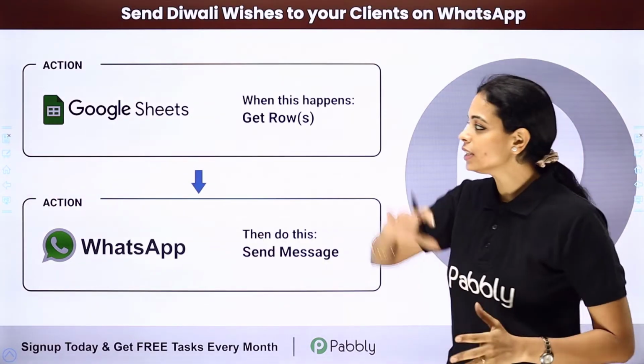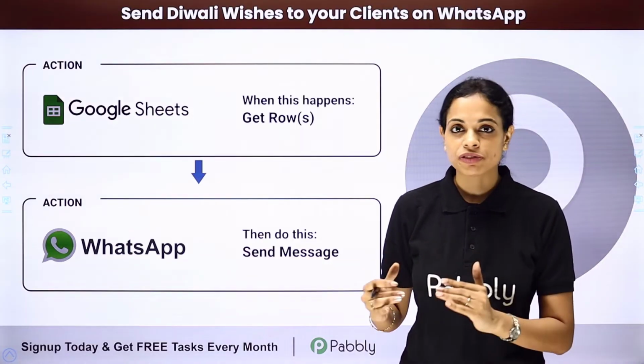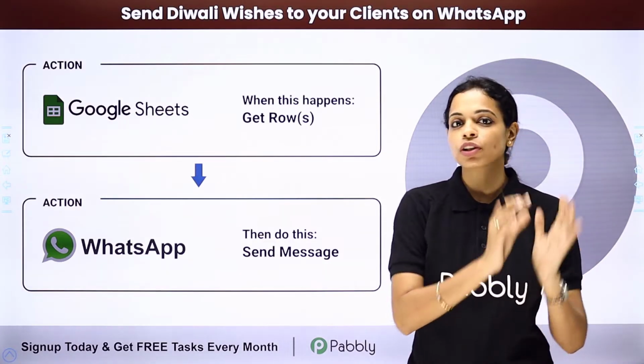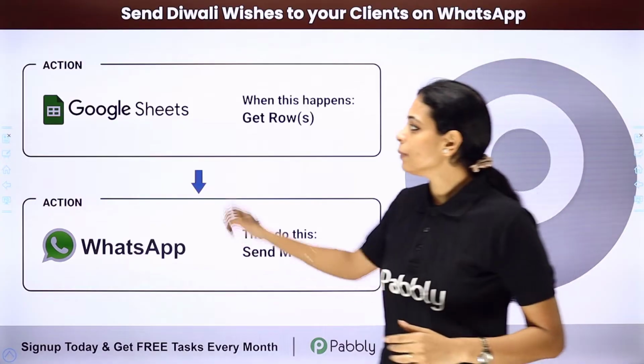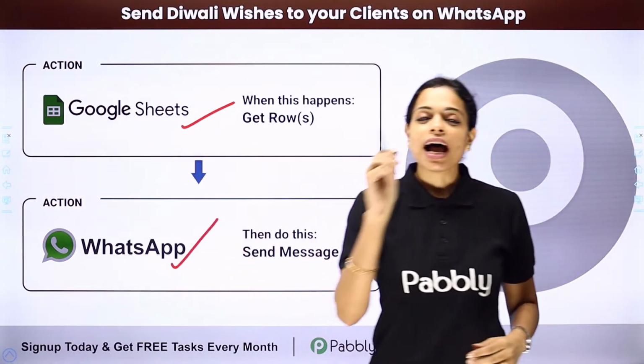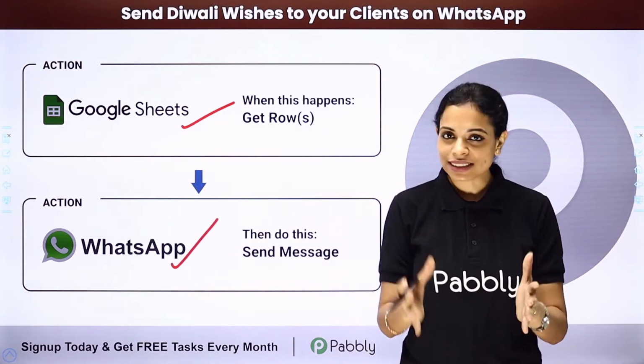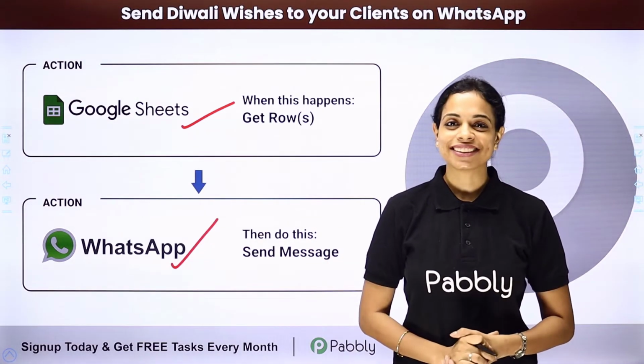For this you will have to integrate Google Sheets with WhatsApp, and the same can be done using Pabbly Connect software. Here first you will schedule it for that particular day, then your action application would be Google Sheets and another action application would be WhatsApp. How can you do this yourself, integrate and automate this entire process? To understand that, let me take you to my screen.